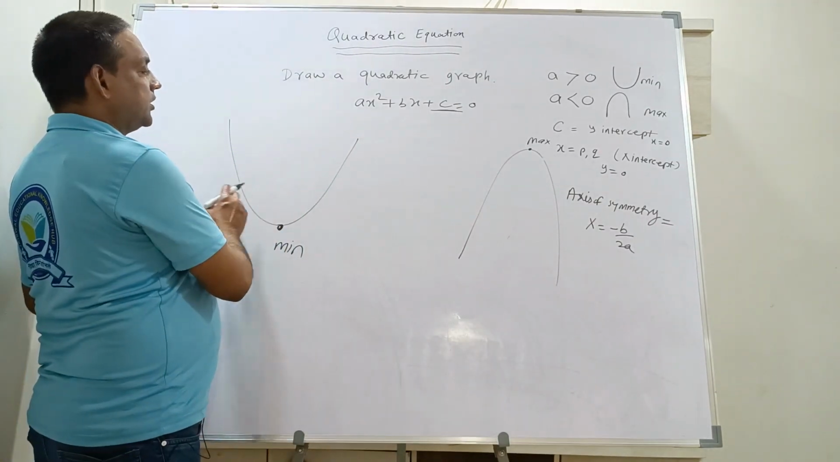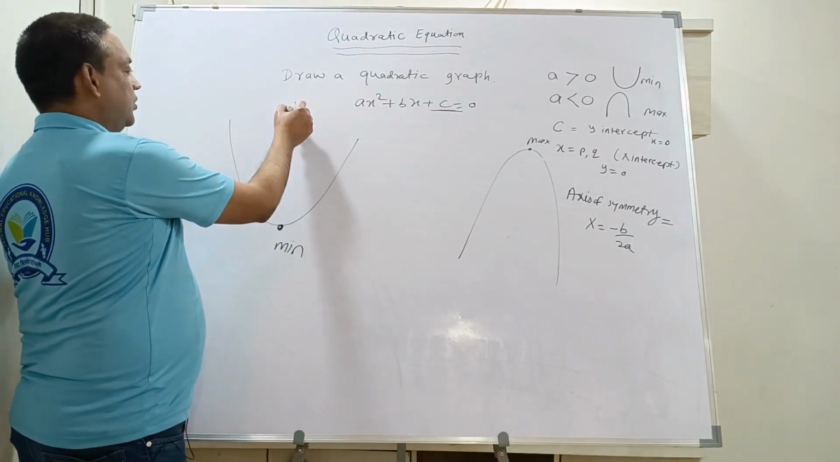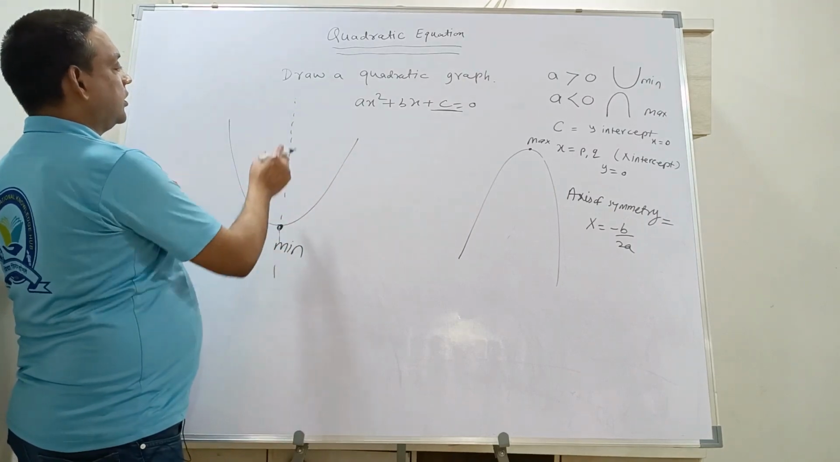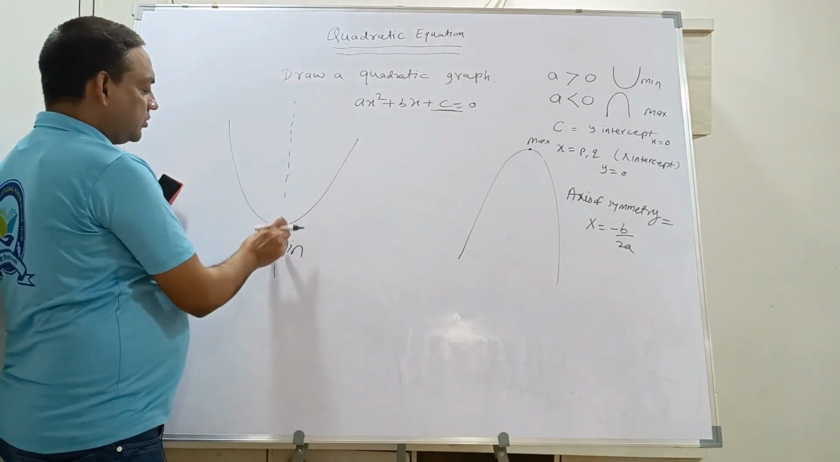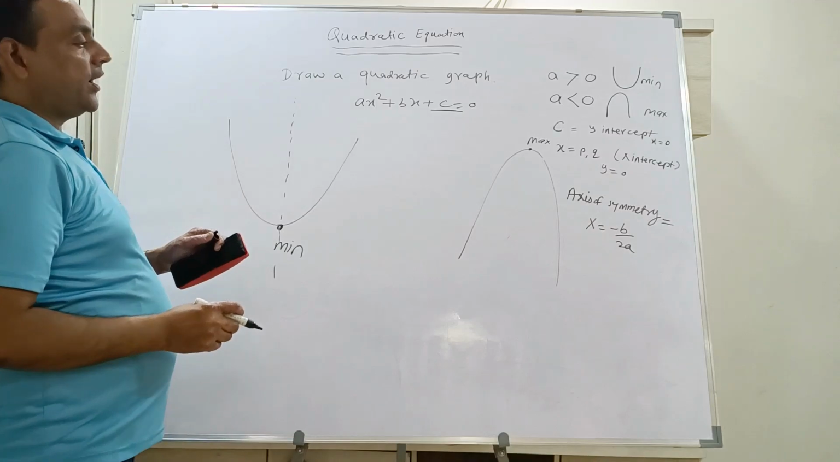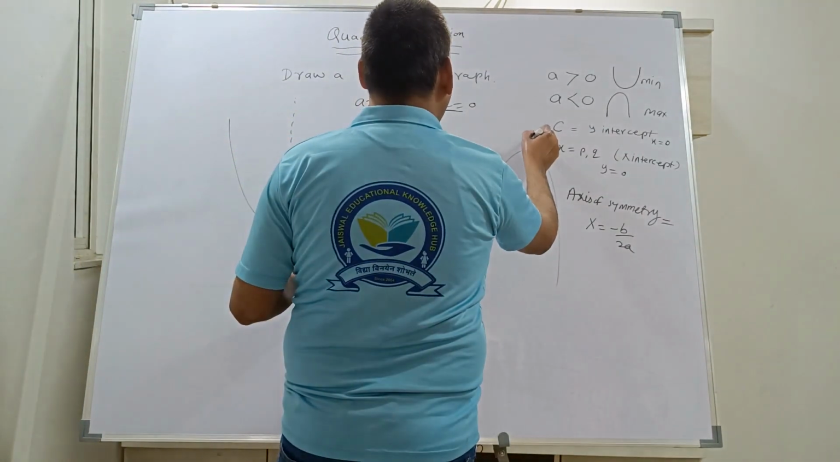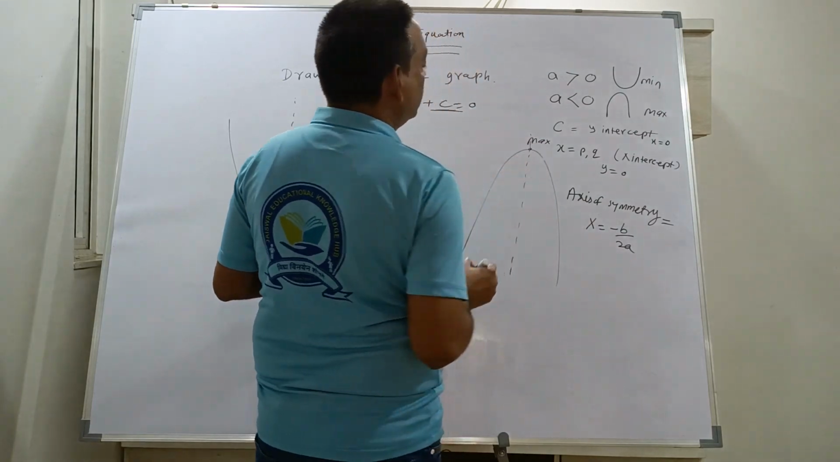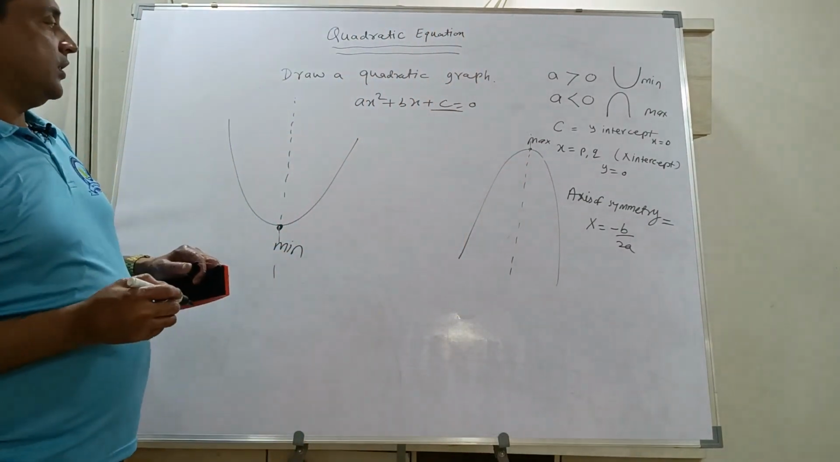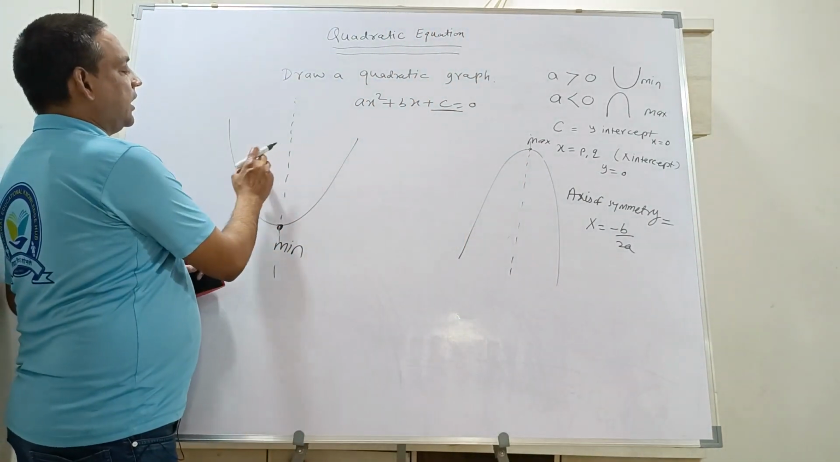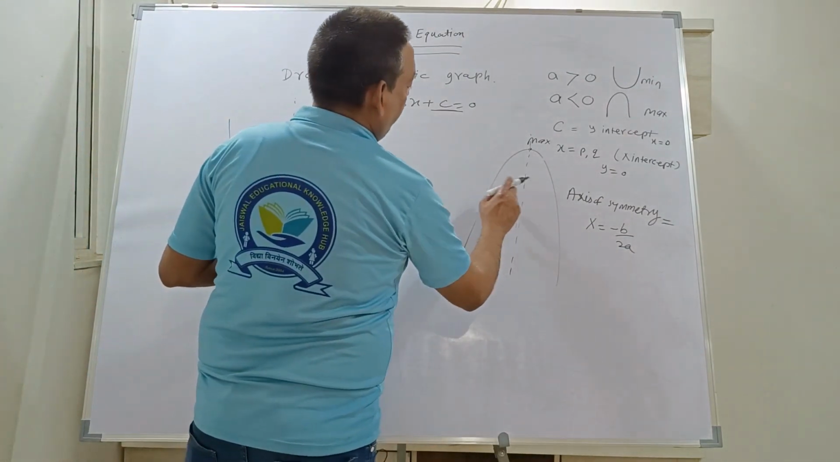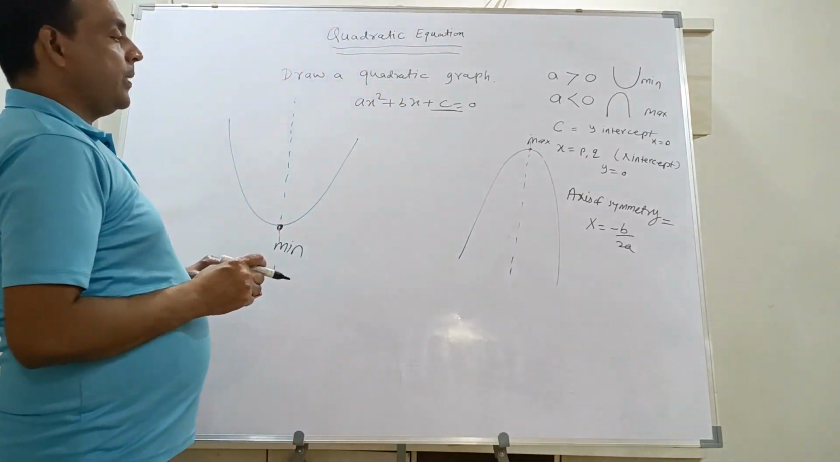So if this is the quadratic equation given, this line, x equals this value, is known as the axis of symmetry. The axis of symmetry divides the graph into two equal parts.